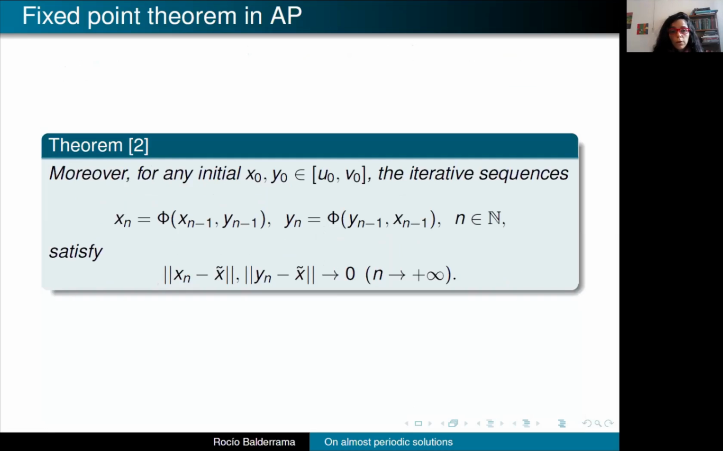So, moreover, for any initial x0, y0 in the interval, the iterative sequences, this one and this one, converge to the fixed point when n tends to plus infinity.